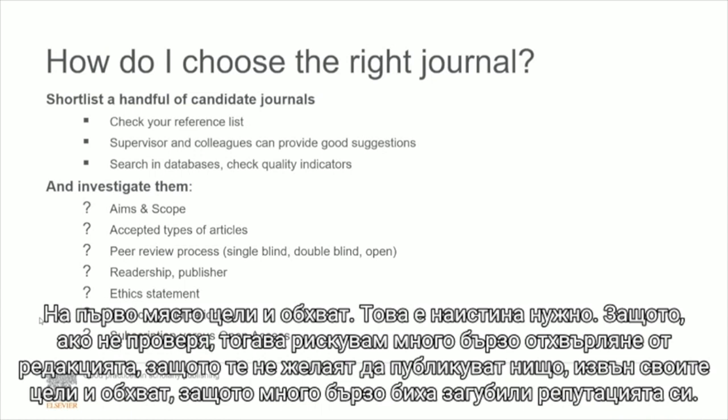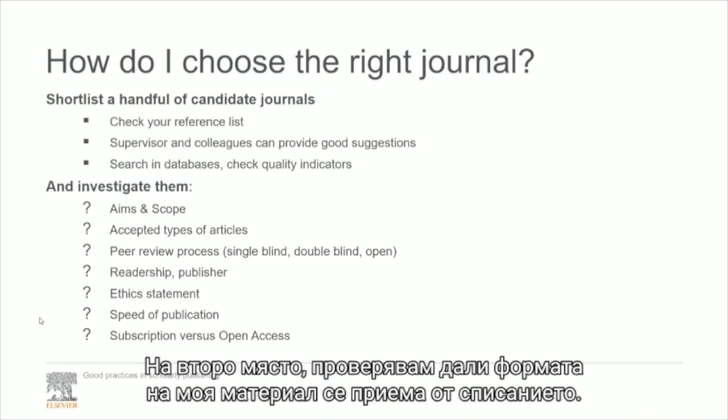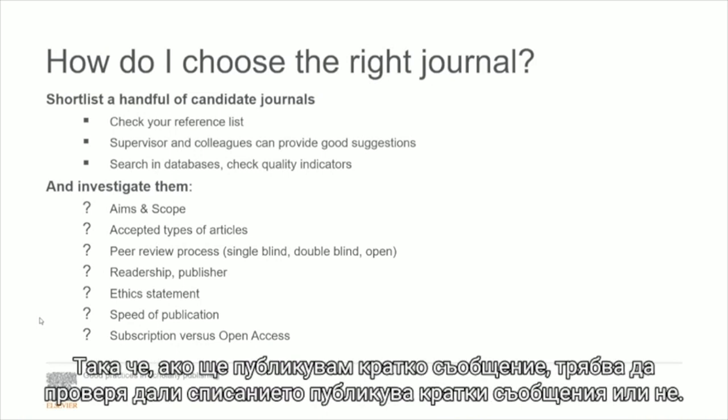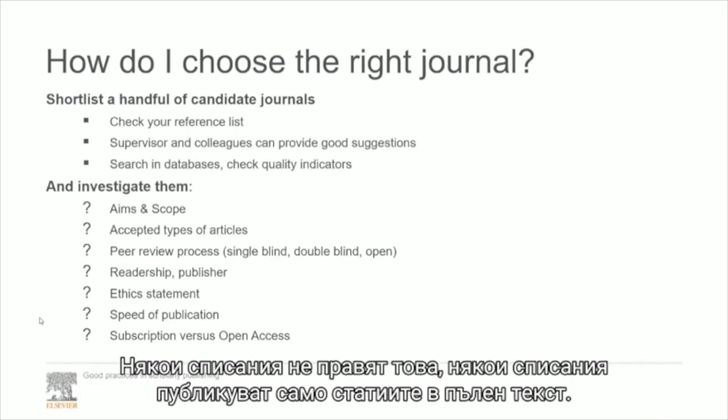Because if not, then I'm risking a very quick desk rejection by the editor, because they are very unwilling to publish anything outside aims and scope, because that's how they lose reputation very quickly. Second of all, I verify if my type of work is accepted by the journal. So if I've written a short communication, I need to check whether the journal publishes short communications or not. Some journals do not do that.